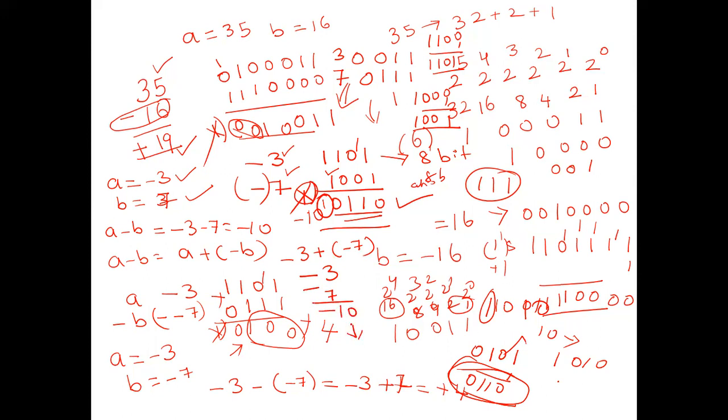Normally 10 will be represented as 1010. But if it is a signed number, I will put one more 0. This is plus 10. And obviously minus 10 will be 10101, and 1 will be added, 10110. So this bit is used to represent sign, and this is the representation of 10.